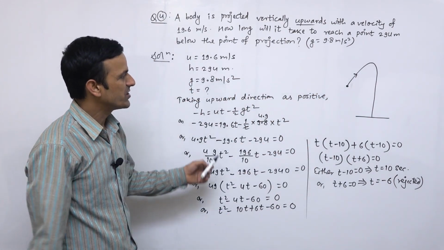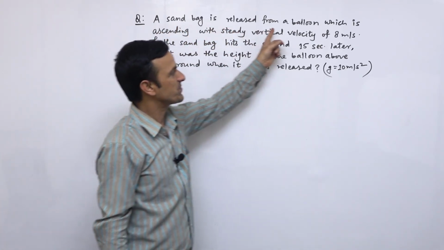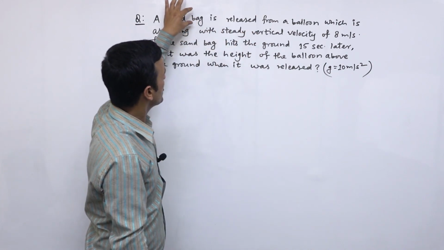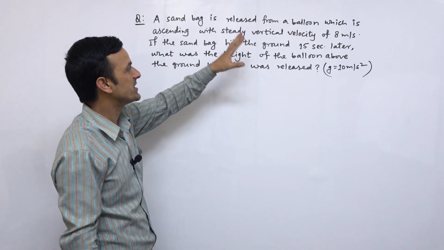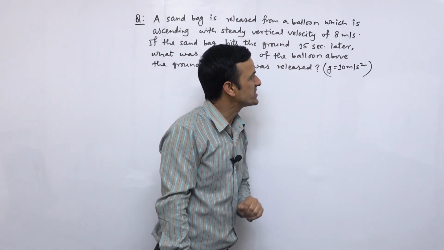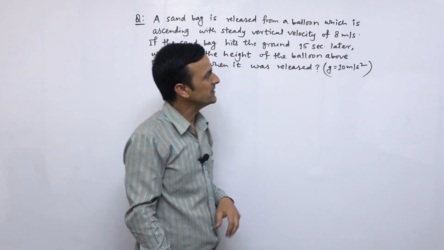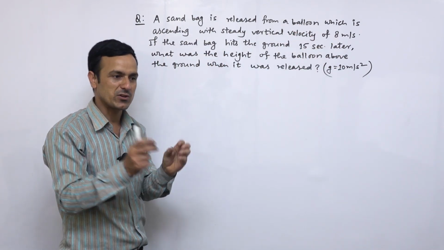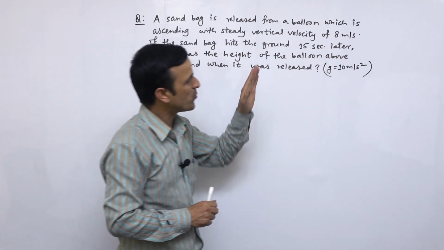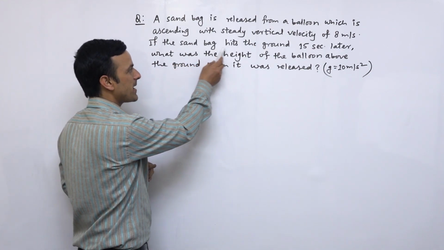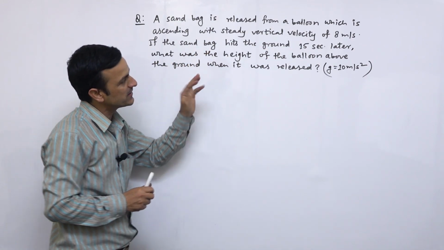So t equal to 10 second is the required time. Now this is another question: a sandbag is released from a balloon. Inside the balloon we have a sandbag and it is released from there, which is ascending with steady vertical velocity of 8 meter per second. The balloon's velocity is 8 meter per second and the velocity of the sandbag inside it is also equal, and that sandbag is also going upward at 8 meter per second. If the sandbag hits the ground 15 seconds later, now this sandbag 15 seconds.